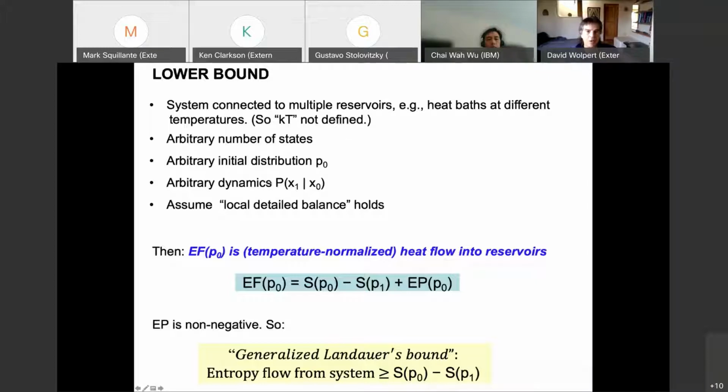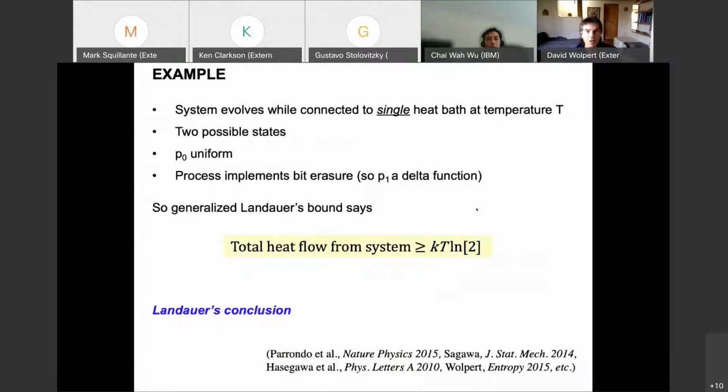Generalized because all of these things go far beyond what Rolf did about half a century ago. So let's see exactly how it is extending what Rolf Landauer did. Simple example, let's say we're connected to a single heat bath at a particular temperature T, two possible states. It's a bit, let's just assume your initial distribution is uniform. This will turn out to be extremely consequential, by the way. And let's just say that, as everybody did back then, you're only considering bit erasure. You're not even going to find bit erasure discussed in computer science theory textbooks. That's how simple a dynamics it is. So that means that your ending distribution is a delta function.